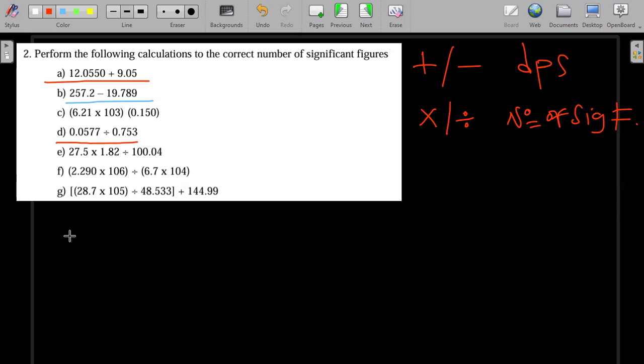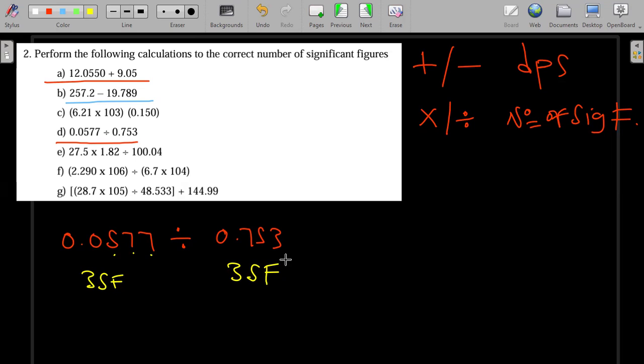So if I get this number here, 0.0577, I'm dividing this by 0.753. Okay, so the first thing is to identify or to count how many significant figures are in this number. According to the rules that we learned, it has 1, 2, 3. So it has 3 significant figures. And what about this one? It also has 3 significant figures, right? So this tells us that the answer that we should get when we divide these numbers should also have three significant figures since they are equal. Okay, so let's divide this on the calculator.